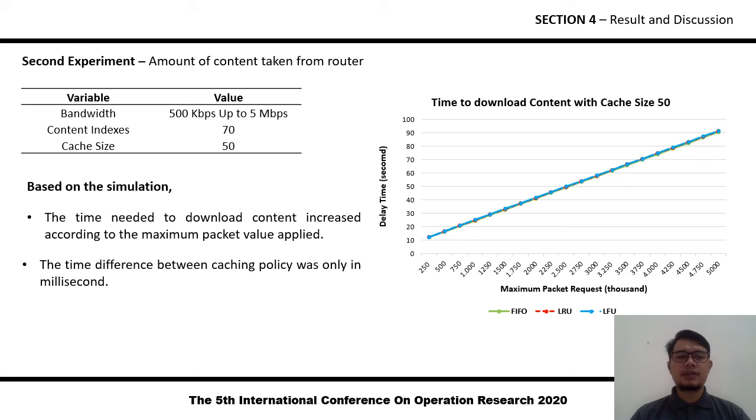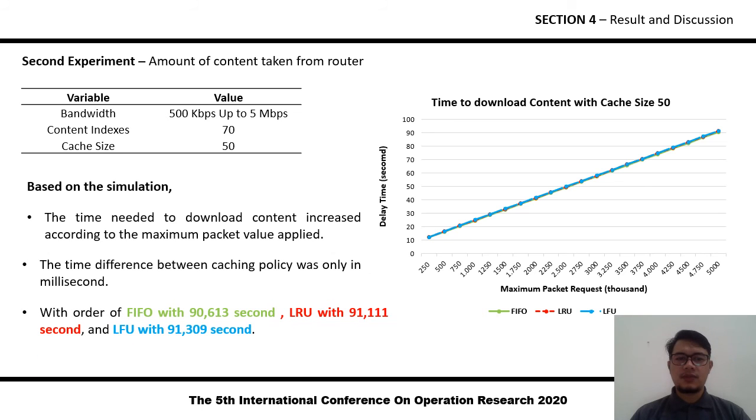And then the time difference between caching policies was only in milliseconds, with the order being FIFO as the fastest one. They need just 90.613 seconds, LRU with 91.111 seconds, and LFU with 91.309 seconds.